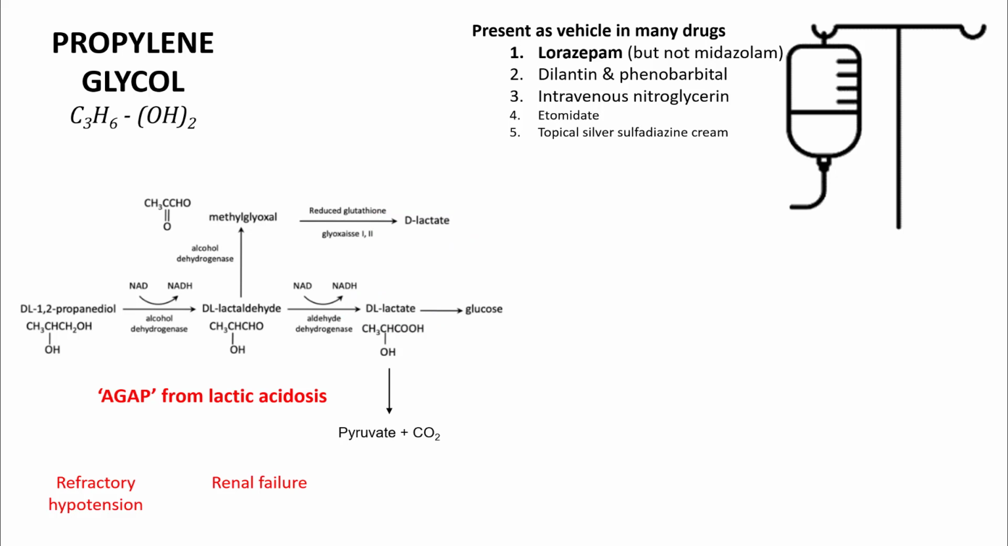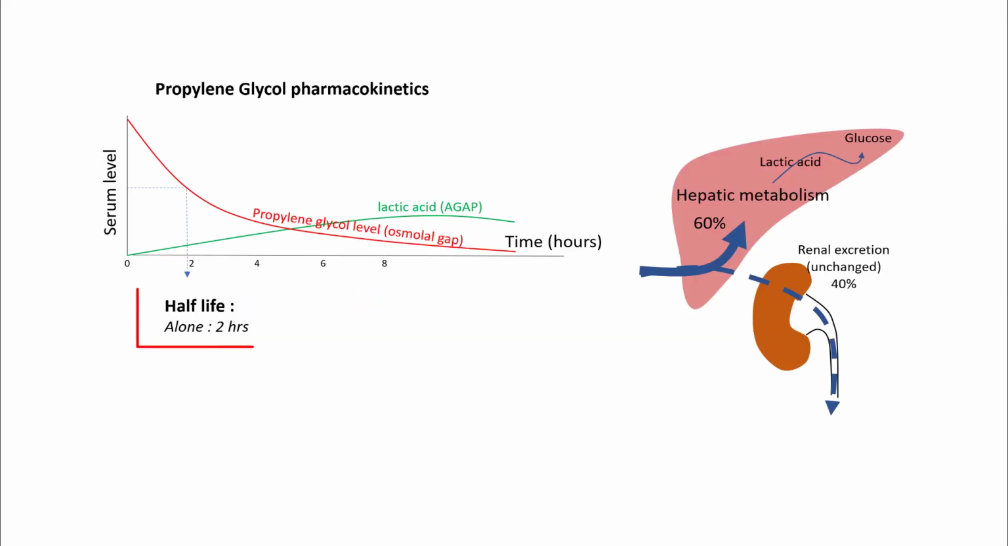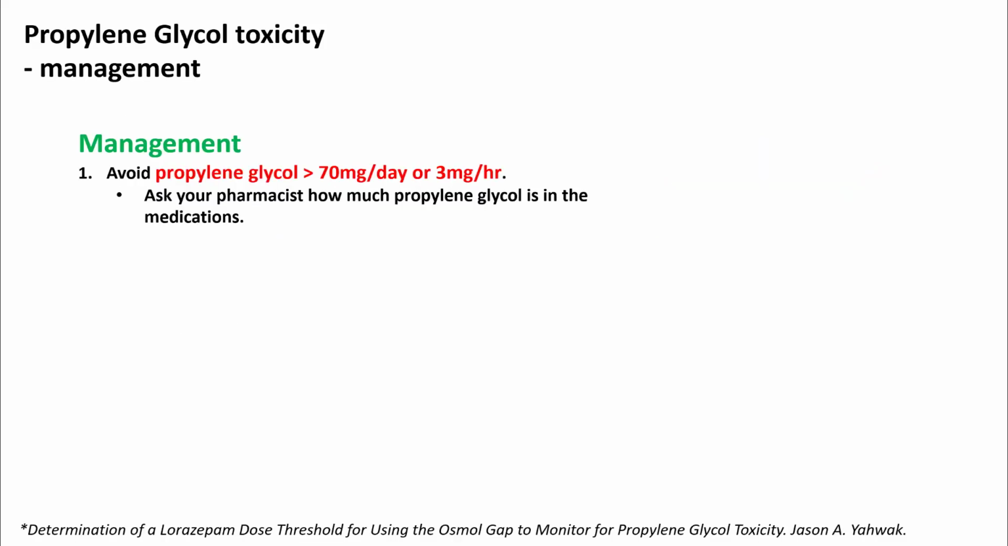Other symptoms include refractory hypotension and renal failure. Half-life of propylene glycol is around 2 hours. 60% of this is metabolized in liver to lactic acid, and 40% of it is excreted in kidney unchanged. Since most of the propylene glycol toxicity comes from iatrogenic means, avoid propylene glycol more than 70 mg per day or 3 mg per hour.